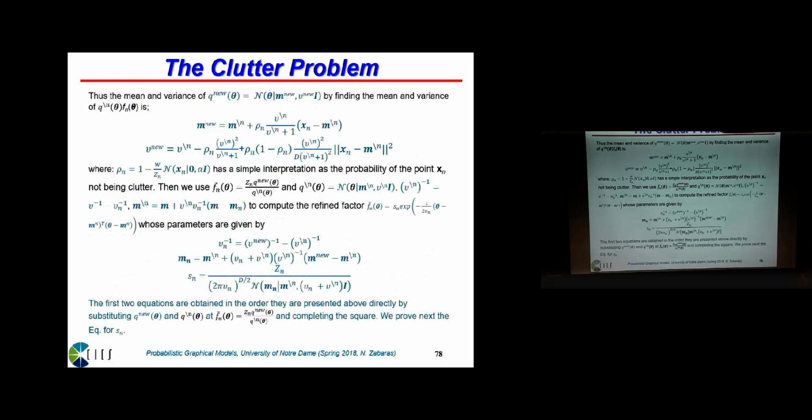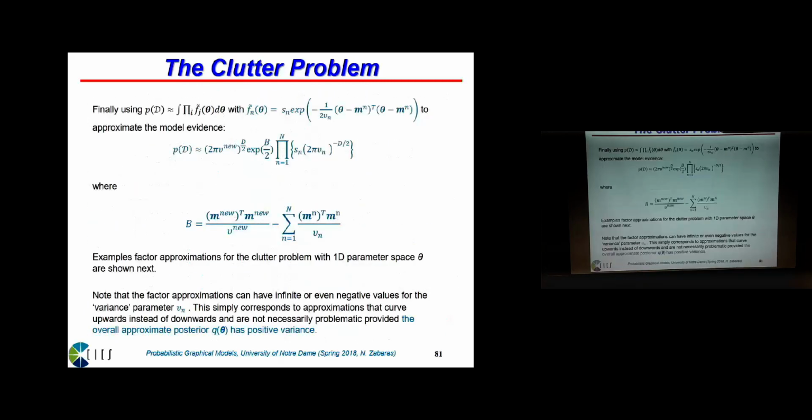And then, if you have Q new, if you have this cavity distribution as Gaussian-like, you can update the factor of n, and the updates of the factor of n are square exponentials like that as before. The mean is given by this nice expression. The precision, the variance, is given like this. So all the calculations on the clutter problem are analytical. So actually you can see the algorithm with real numbers there, no numerical approximations.